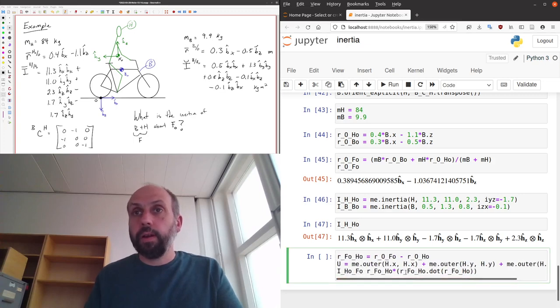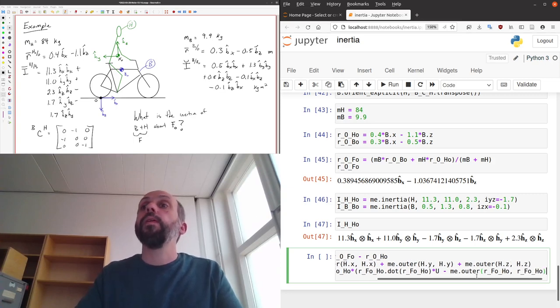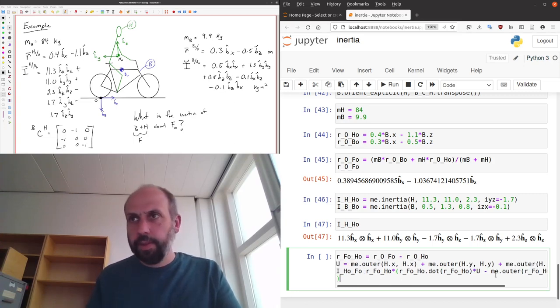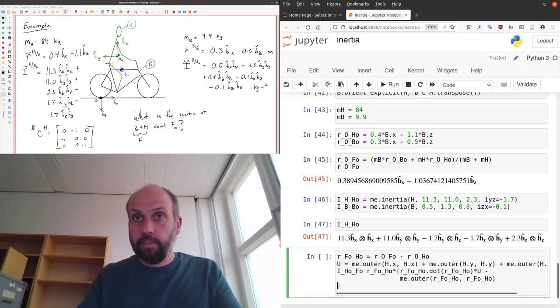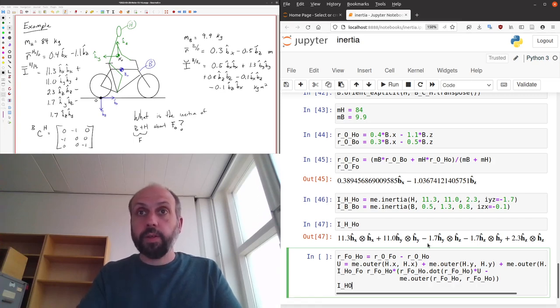All right, so we've got a unit vector there. Now I did my dot product, the magnitude squared, and then I will multiply that by the unit vector u, and then I want to do the outer product of r to h with r to h. Okay, I think that's got it covered. And that should give me this term.